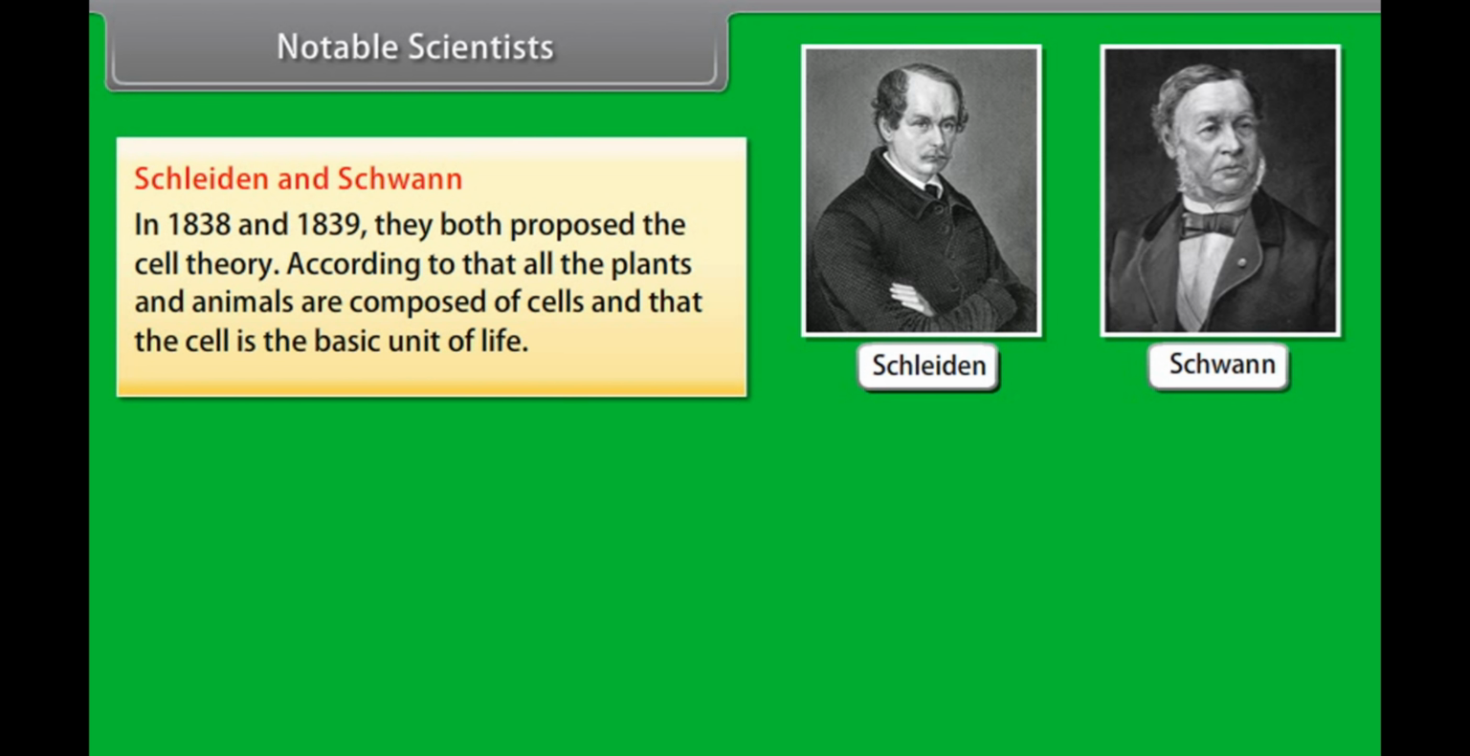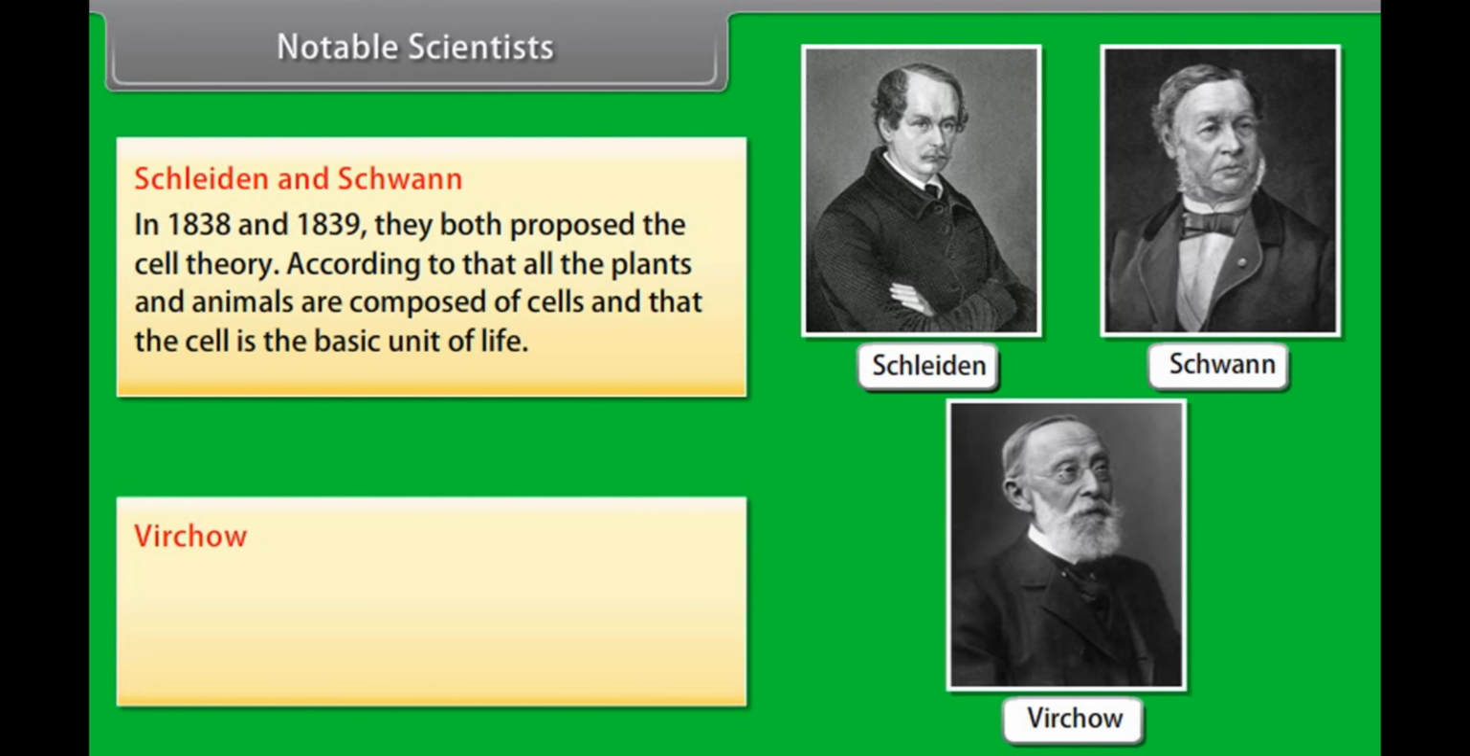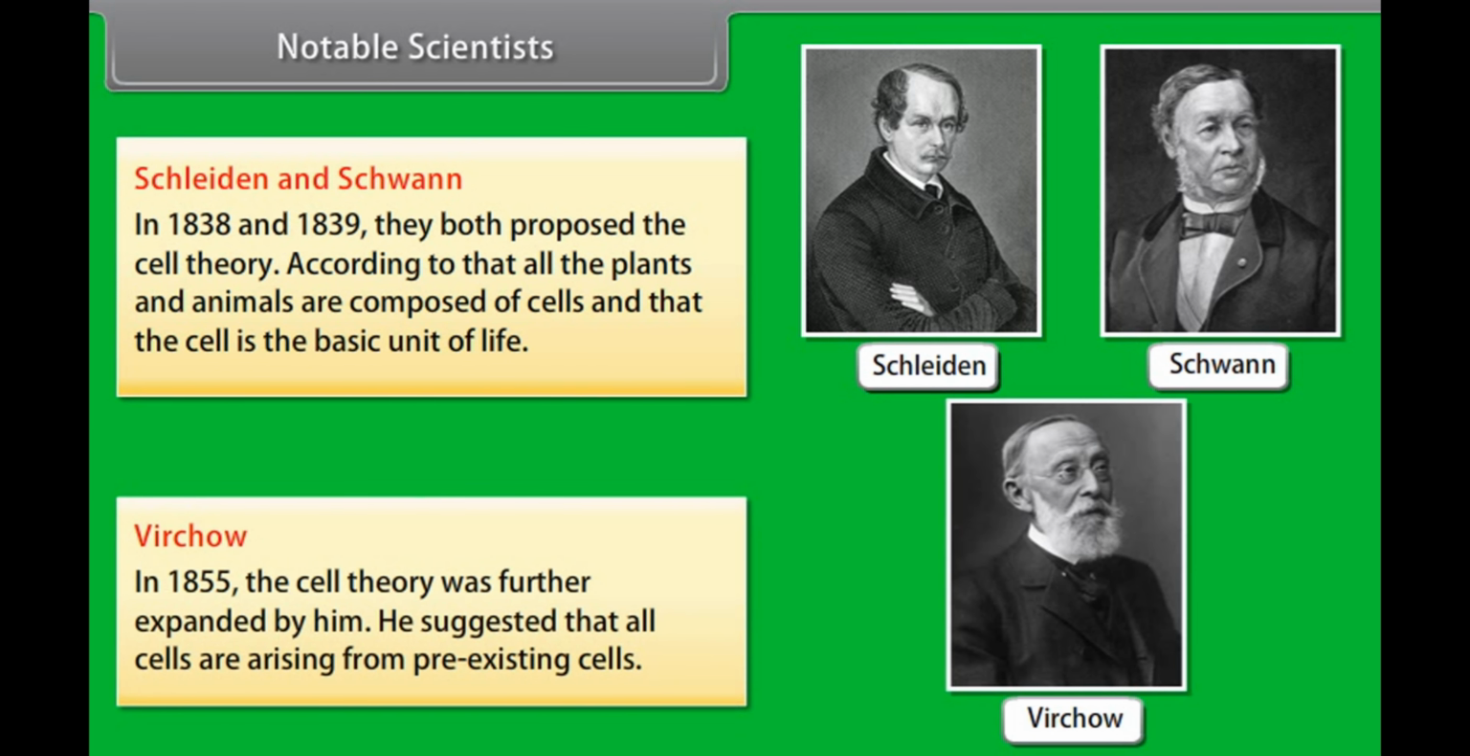According to that, all the plants and animals are composed of cells and the cell is the basic unit of life. Virchow. In 1855, the cell theory was further expanded by him. He suggested that all cells are arising from pre-existing cells.